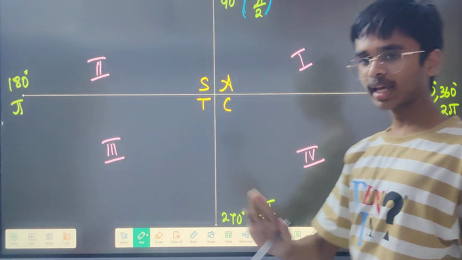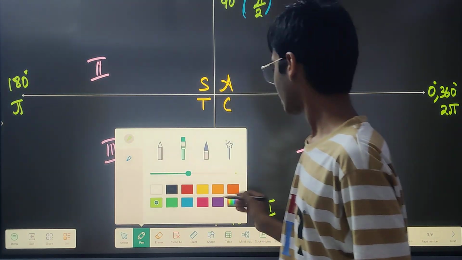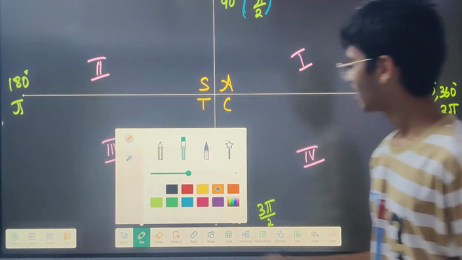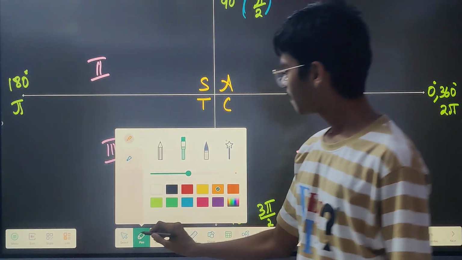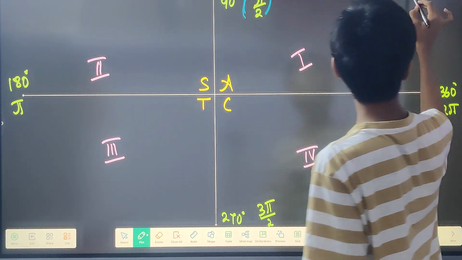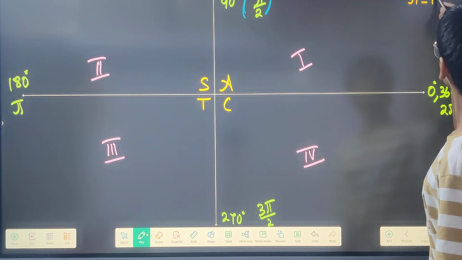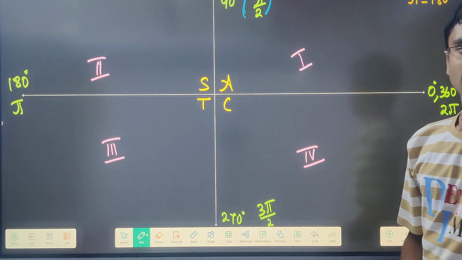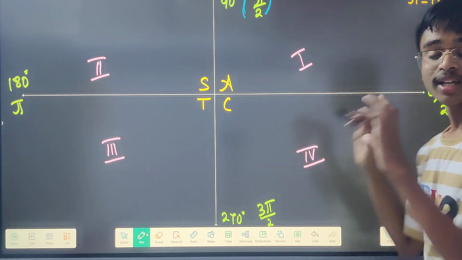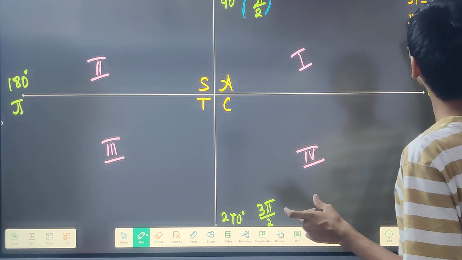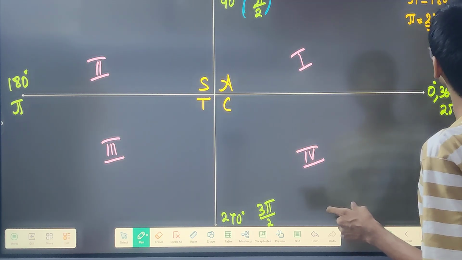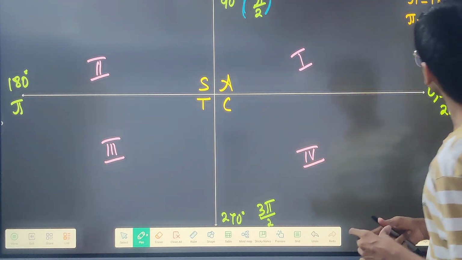What is pi? For a person who does not know, if you are a very beginner, all these formulas might be very tough for you in the beginning, but as time passes, it will be very easy. Pi represents 180 degrees. Here I will be writing pi is equal to 180 degrees. Well, in very normal mathematics, pi is equal to 22 by 7, or 3.14. Here it represents 180 degrees.